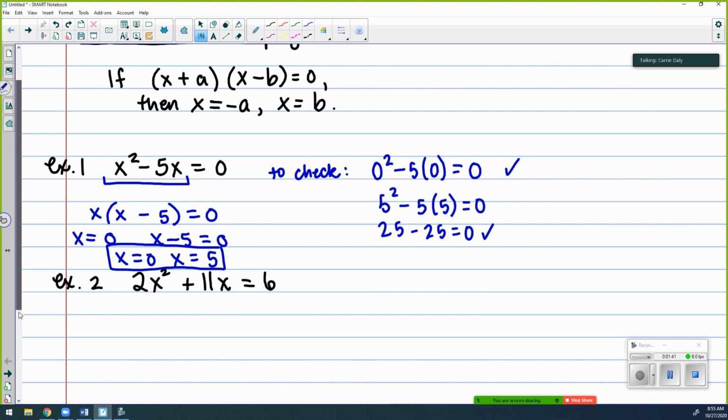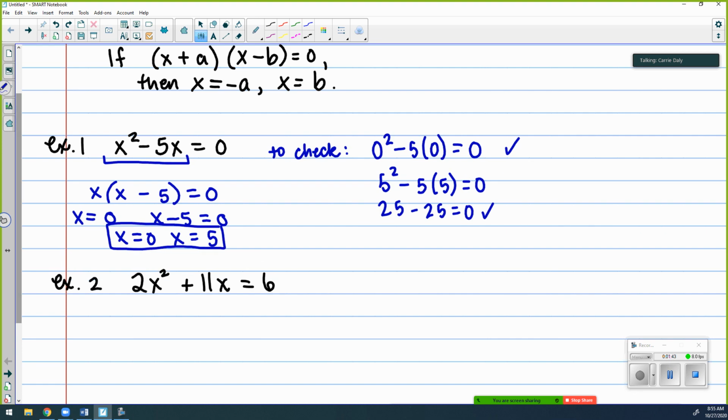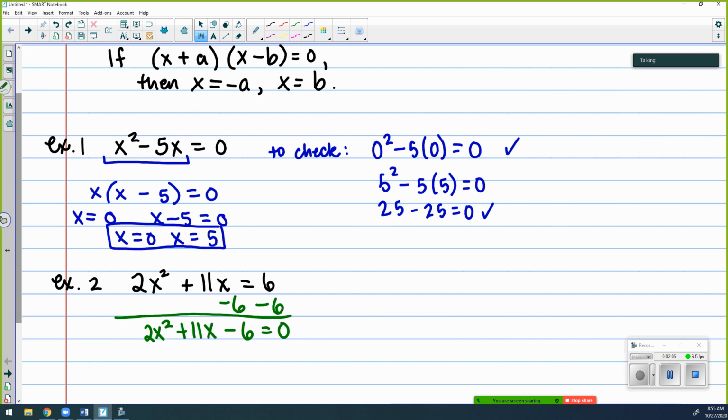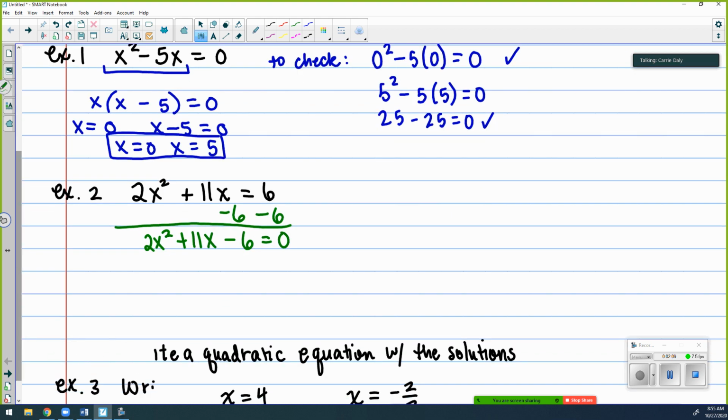Let's take a look at example 2. So in example 2, 2x squared plus 11x is equal to 6. You cannot use a zero product property until you have an equation set equal to 0. So our first step is to subtract the 6 on both sides. Now I'm going to factor 2x squared plus 11x minus 6.